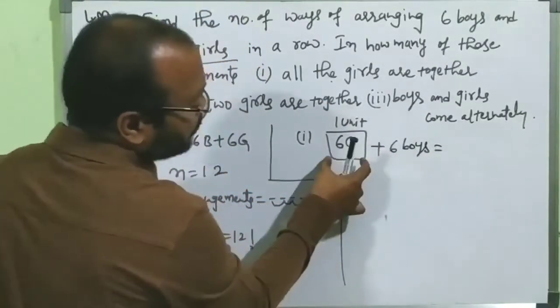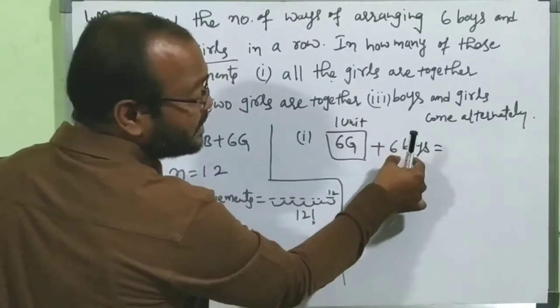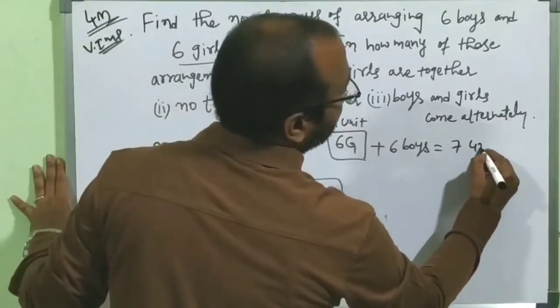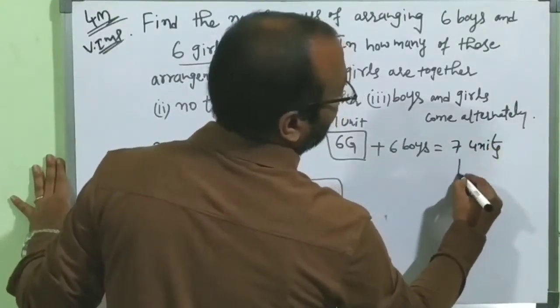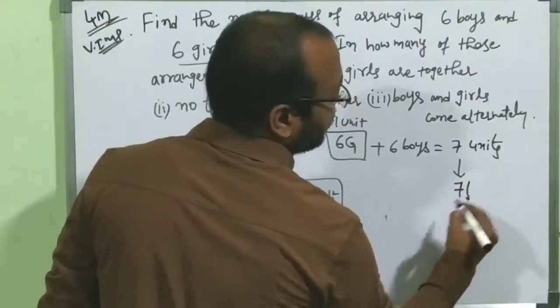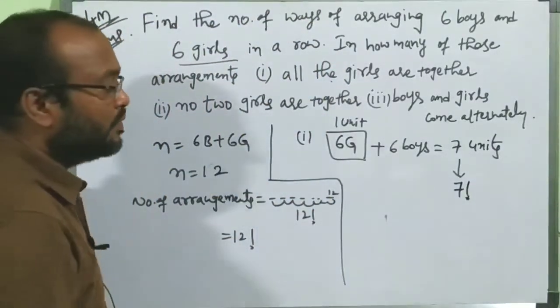So whenever we consider this as a unit, and each boy acts as one unit, the total is 6 plus 1, 7 units. Now 7 units can be arranged in 7 factorial ways.